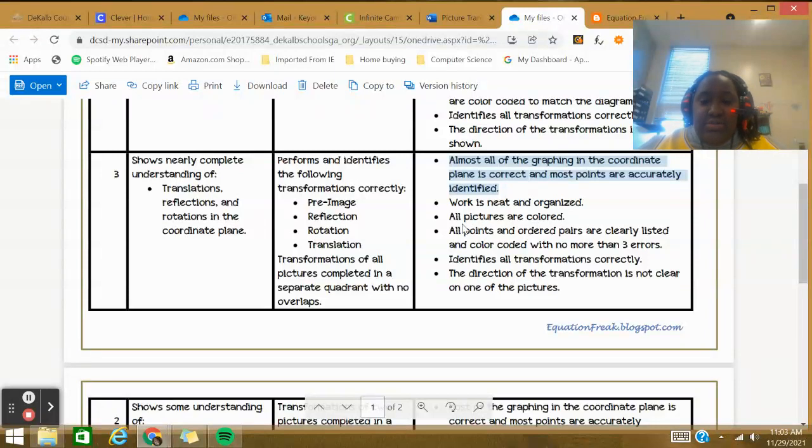Your work is neat and organized. All the pictures are colored. You do have to color your picture, guys. All points and order pairs are clearly listed and color coded with no more than 3 errors. And here's the other caveat here: no more than 3.